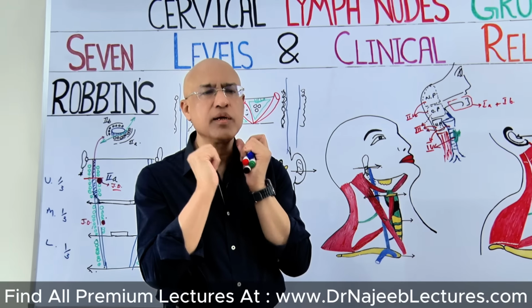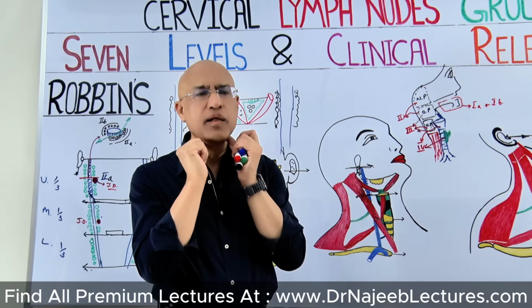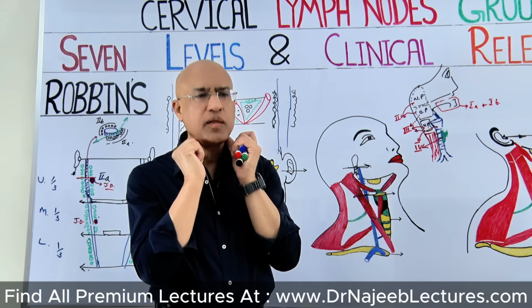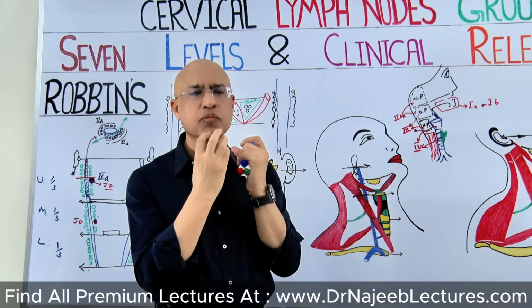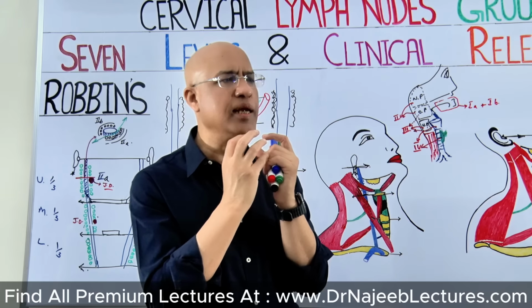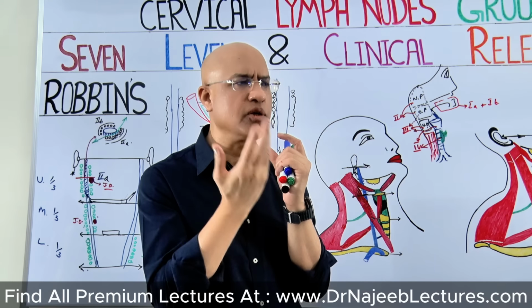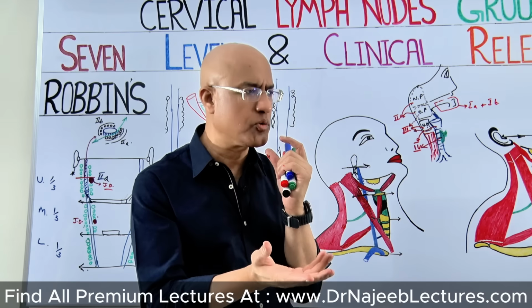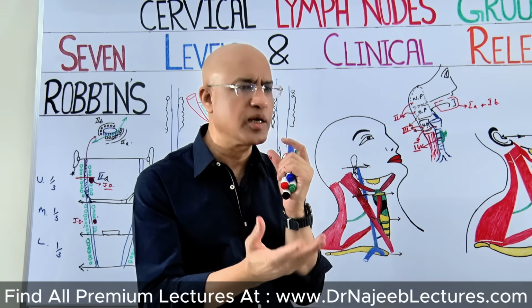Submental and submandibular, level 1A, level 1B. Drains floor of the mouth, oral cavity, cancers. Okay, let's focus only on cancer, but it is understood catchment area and also understood that infections will also come there. After 1A, level 2.